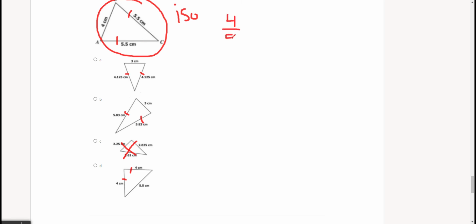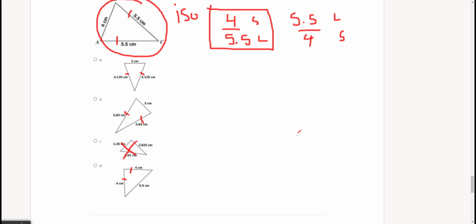We can do 4 over 5.5, or we can do 5.5 over 4. One of them is small over large, and the other is large over small. You just need to pick one. I usually do small over large. Okay? You're going to put this in your calculator and change it into a decimal. So 4 divided by 5.5 is 0.72 repeating. Okay? So all you're going to do is make a fraction and then change it into a decimal.